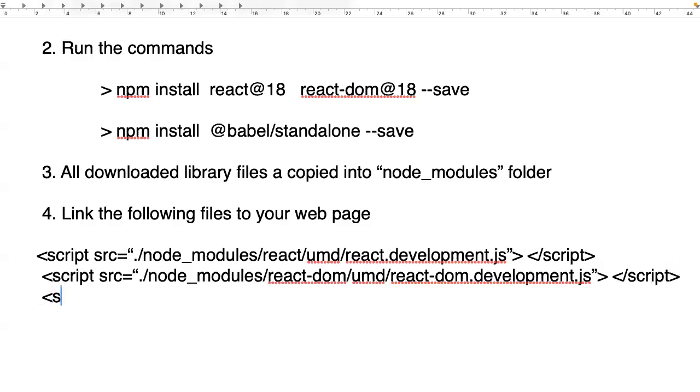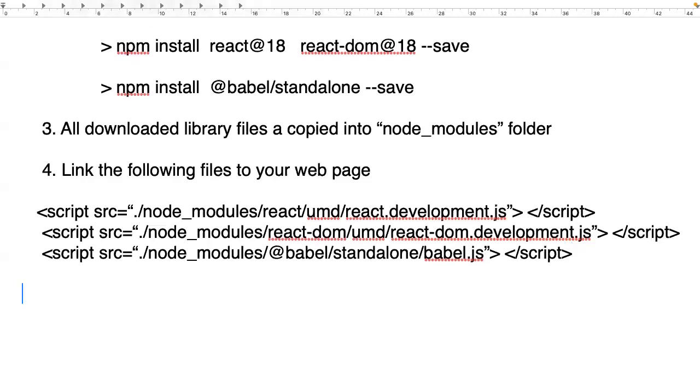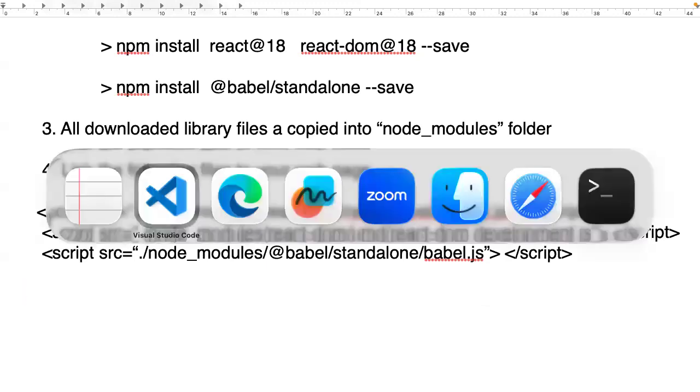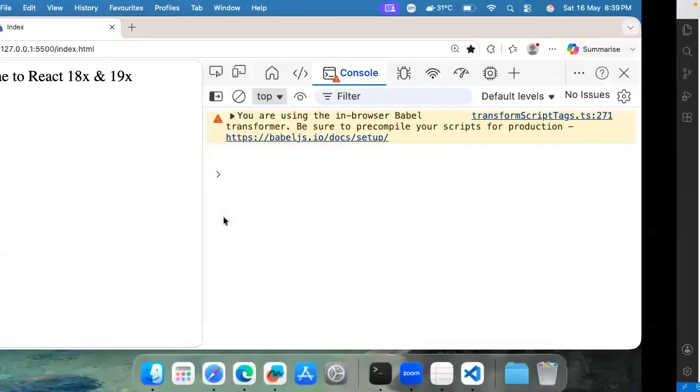One more, Babel is required. Script source, the same node_modules, @babel/standalone/babel.js. Now it is ready. What is the advantage of this? Every time you don't need an internet connection, libraries are available offline. And you check now, your code is the same, the virtual DOM code is the same. Create root and render Welcome to React 18, and you can see this time it is working the same.